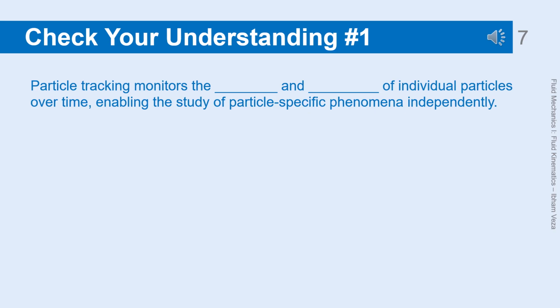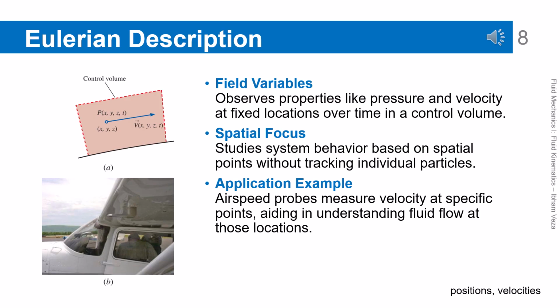Check your understanding, question number 1. This slide is a concept check question about what is actually tracked in the Lagrangian approach. The key idea is that this approach monitors the position and velocity of individual particles. By answering this question, the distinction between particle tracking and field observation becomes clearer. The question reinforces the main focus of the Lagrangian description.